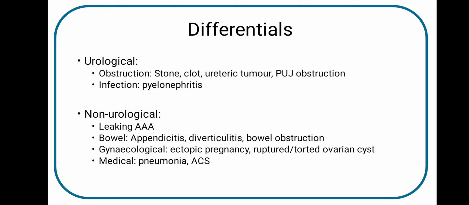What else could it be? Other urological causes of flank pain could be a ureteric tumor, a PUJ obstruction, or pyelonephritis. Other causes could be appendicitis, an ectopic pregnancy, or a ruptured ovarian cyst.